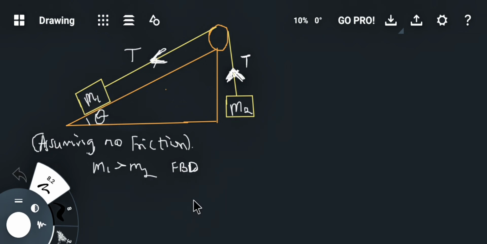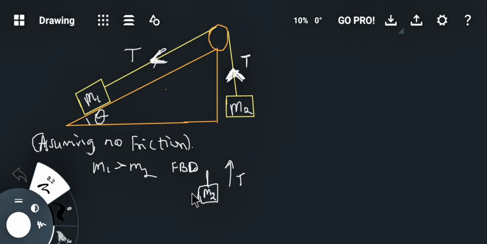So let's start with M2. The body here is M2. What are the forces that are acting on M2? So that's the diagram. According to this, we can see the tension force is pulling M2 upward. So that's the tension T, pulling it upward. That's the tension force.